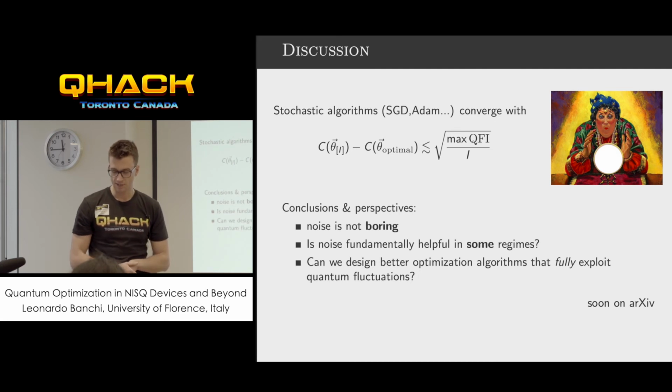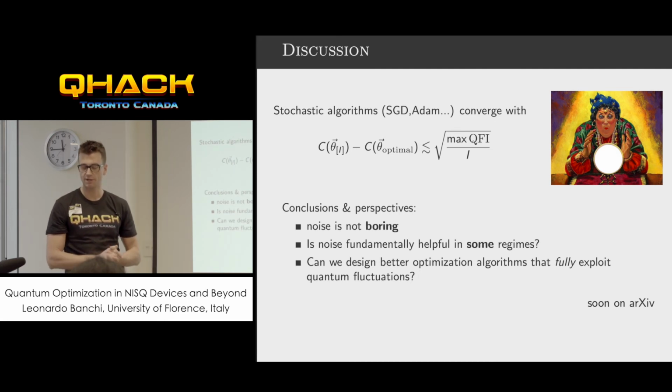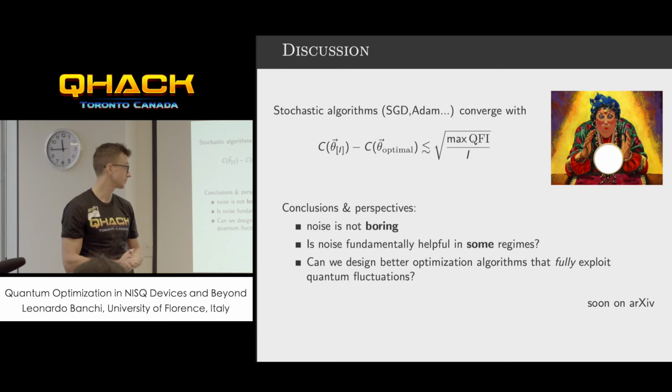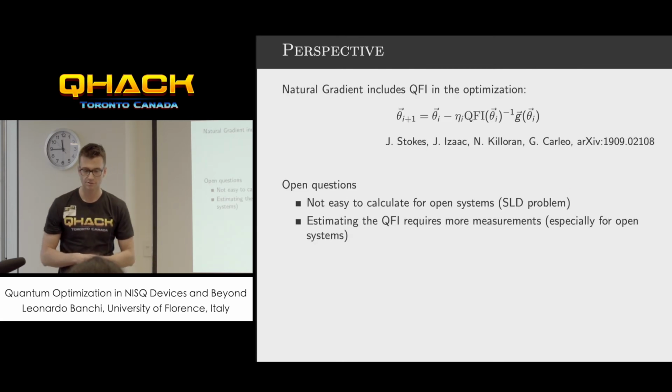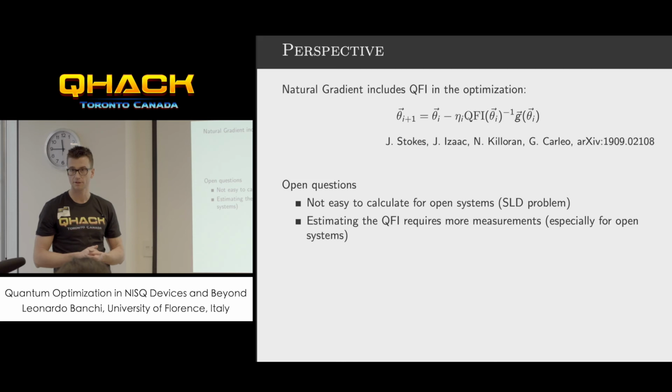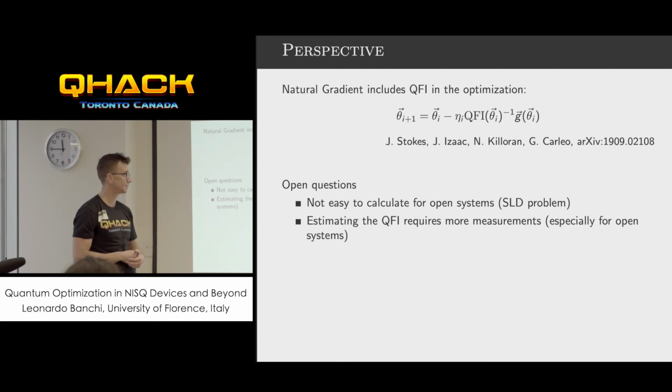And then I think the main message here is whether we can design better optimization algorithms that fully exploit quantum fluctuations in order to optimize these functions. And one possible perspective is to use the natural gradient, which already includes the information about the QFI in the optimization procedure. So this is a very recent paper by Nathan, Josh, and others.